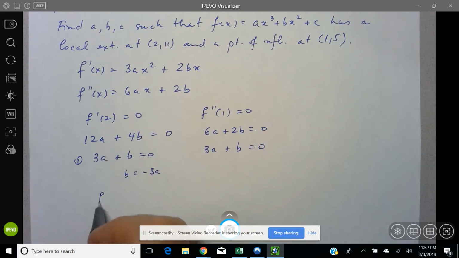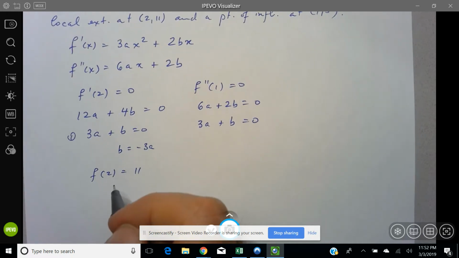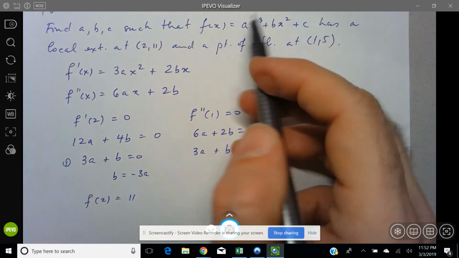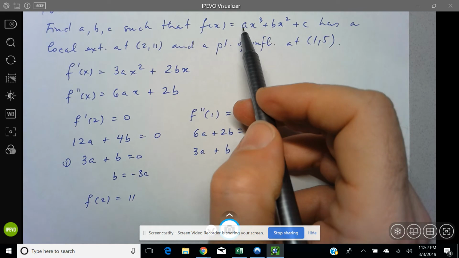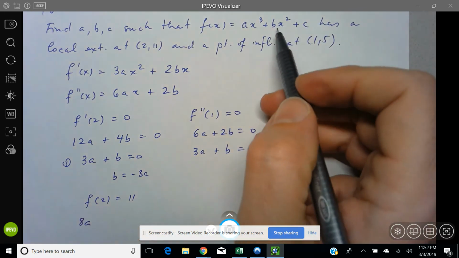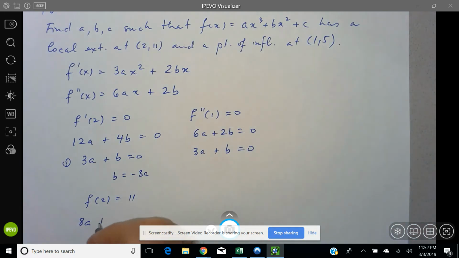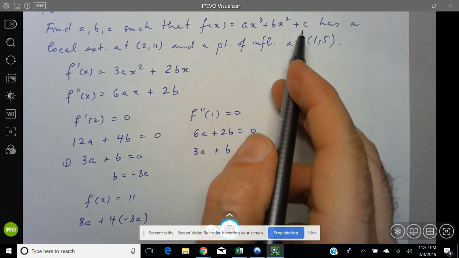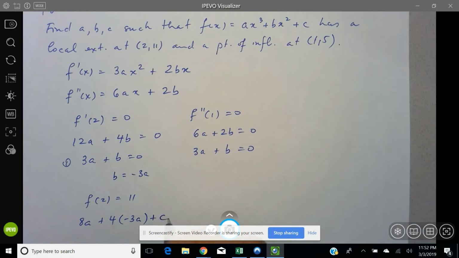So I have that f(2) is equal to 11. So I'm going to stick 2 into my equation here. So 2 cubed is 8a. So I'll just write it out. So there you go. You can see that, 8a. 2 squared is 4 plus 4b. Okay, but remember, b is equal to negative 3a. So wherever I see a b, I'm just going to replace it by negative 3a. Okay, then plus c, and then that's going to be equal to 11.